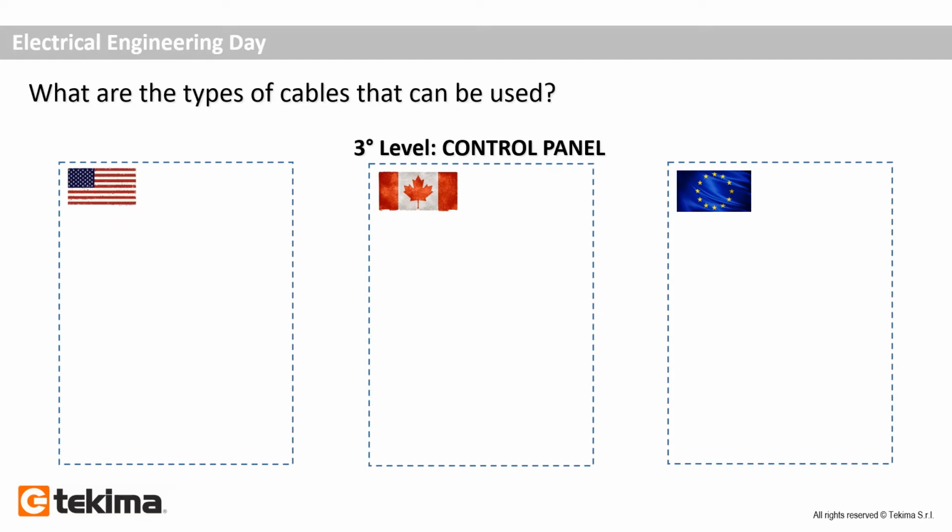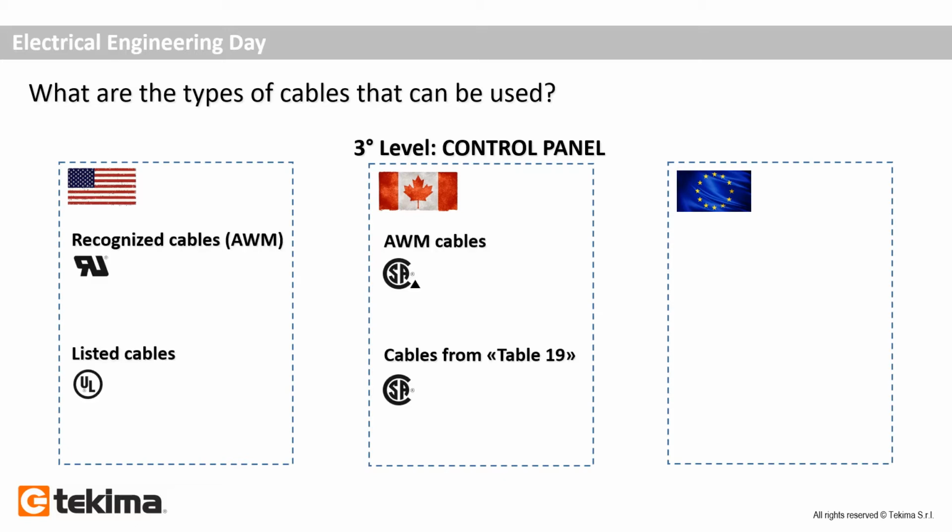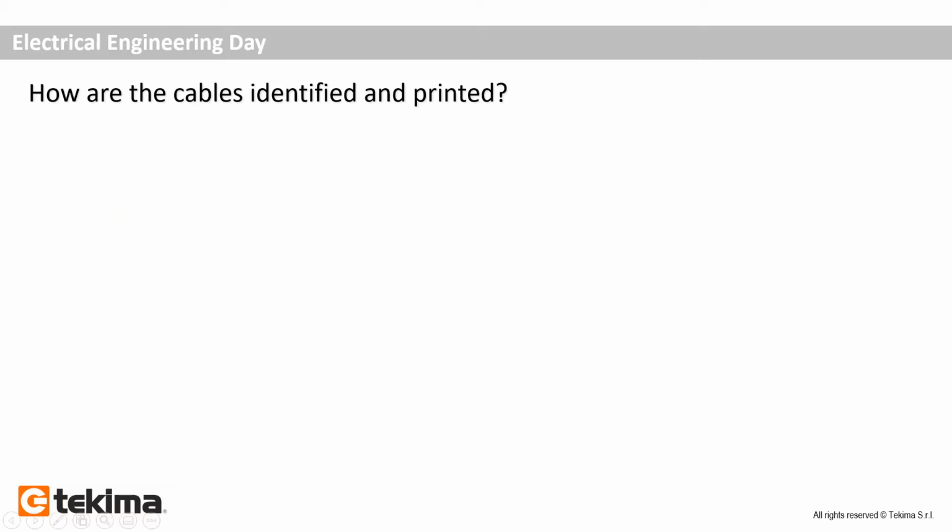Electrical panels. Same options for electrical panels. AWM cables and listed cable are both admitted in US and in Canada. In this case, without any special requirement. Again, for the EU mark, all the third-party certified cable are recognized. How can I verify the certification of the cable and for which market is compliant? Are there any marking rules for the cable?